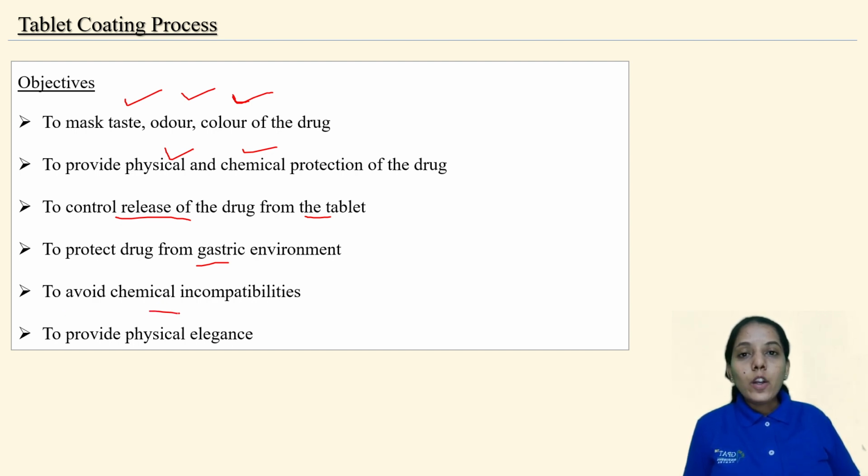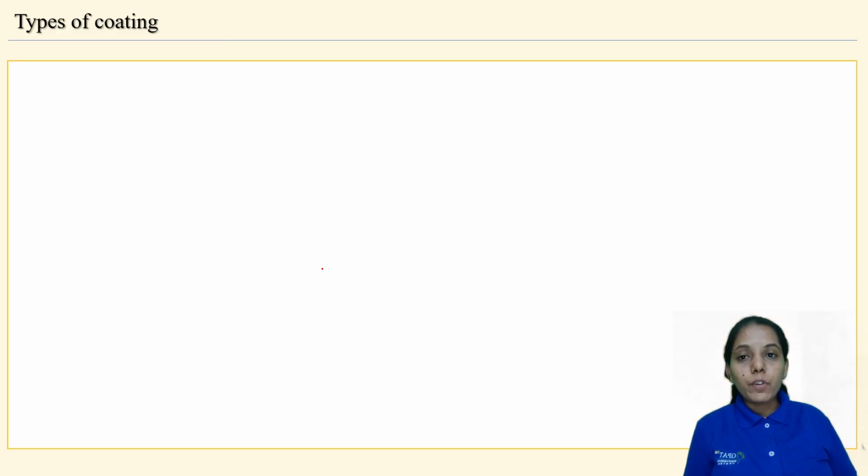Next is to avoid incompatibilities. For example, if two drugs are mixed together, they will create some interaction or some reaction will occur. There will not be compatibility between them. Then we use tablet coating: one drug will be in the coating and the other one will be in the core part. That's how the tablet coating will occur. Next is to provide physical elegance. For aesthetic appearance also the coating can be done. So these are the different objectives behind the tablet coating process.